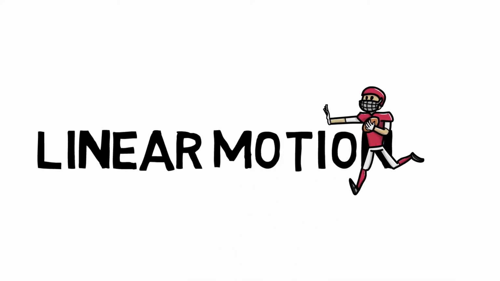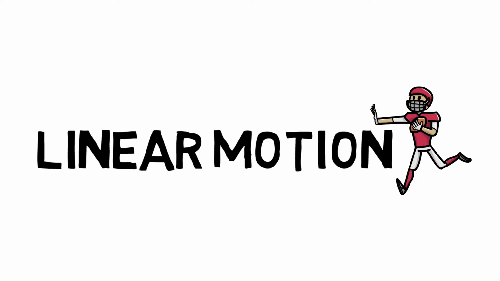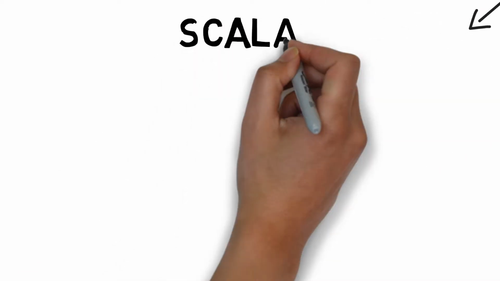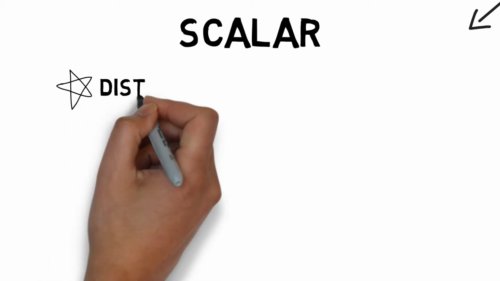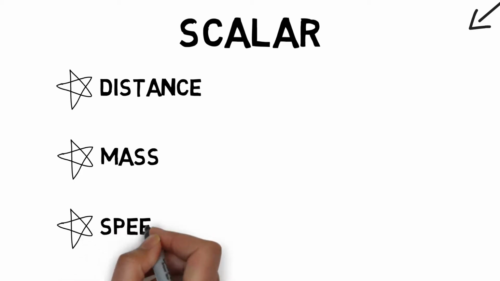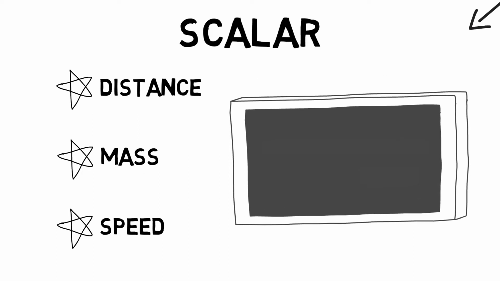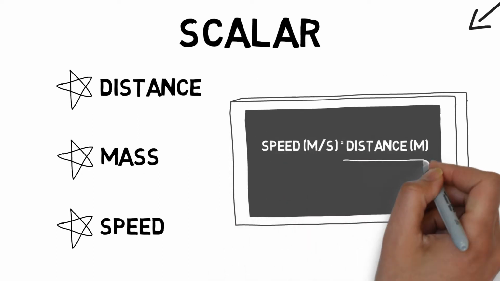Linear motion is essentially when an object moves in a straight line, such as a sprinter running on a straight track. Linear motion can be split into two different quantities. Scalar quantities are described by a value only. No direction is included. For example, distance is a single value between 2 points, such as 100 meters. Mass is a single value of a quantity of matter, such as 90 kilos. And speed is a single value of the rate of change of distance, such as 30 meters per second. For example, speed equals distance over time.